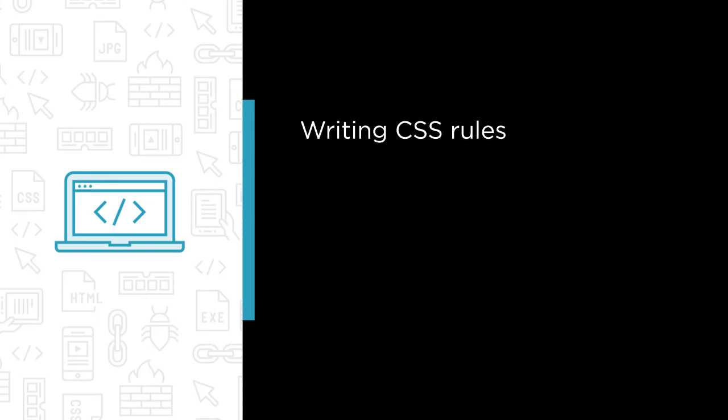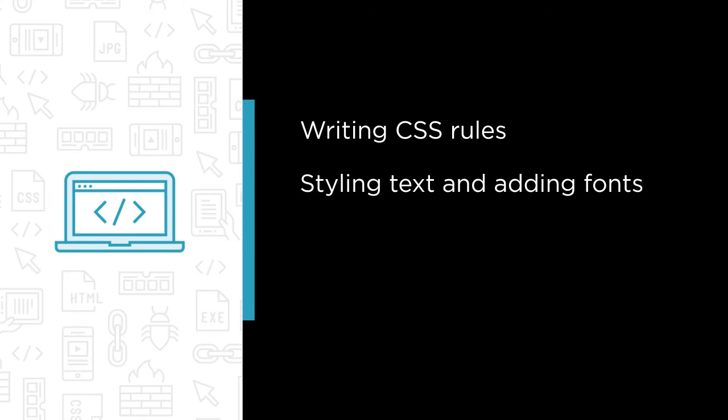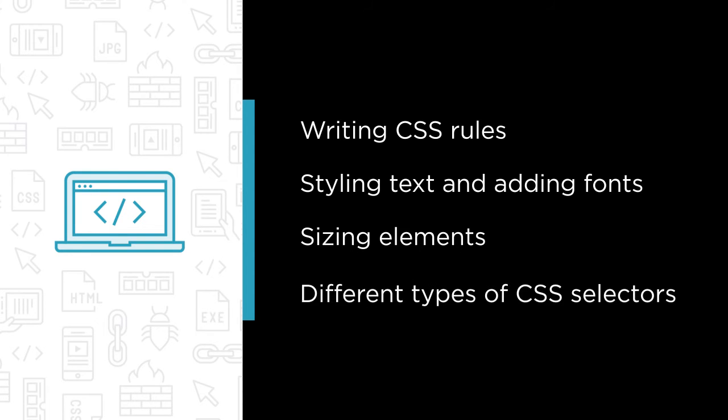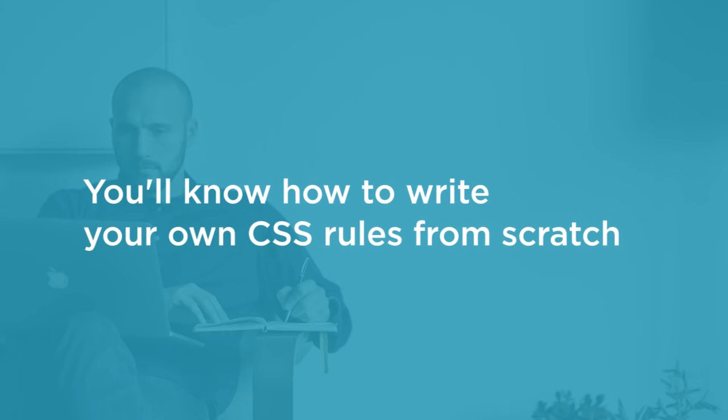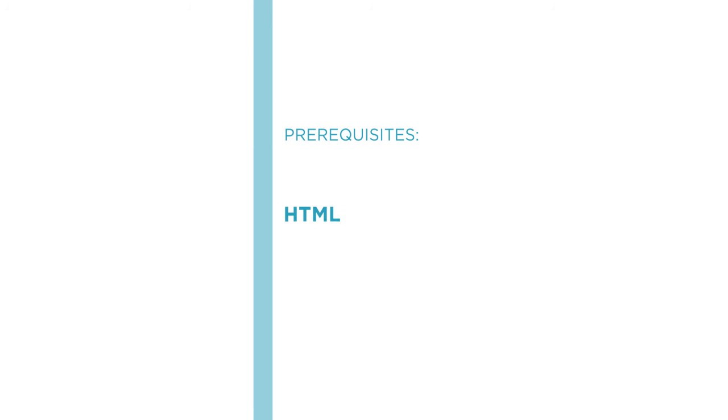Some of the major topics that we will cover include writing CSS rules, styling text and adding fonts, learning how to size an element's width and height, and different types of CSS selectors. By the end of this course, you'll know the basics of CSS and how to write your own CSS rules from scratch. Before beginning this course, you should be familiar with HTML.